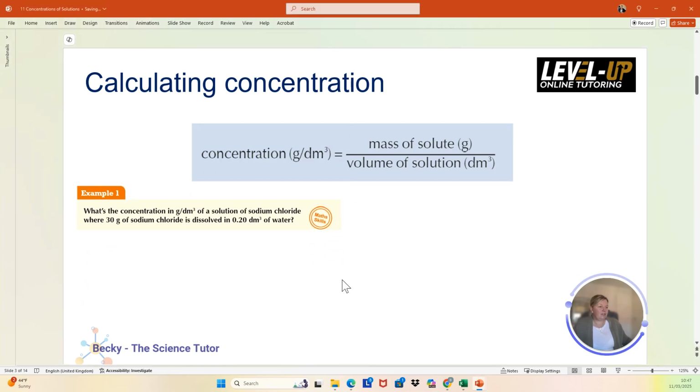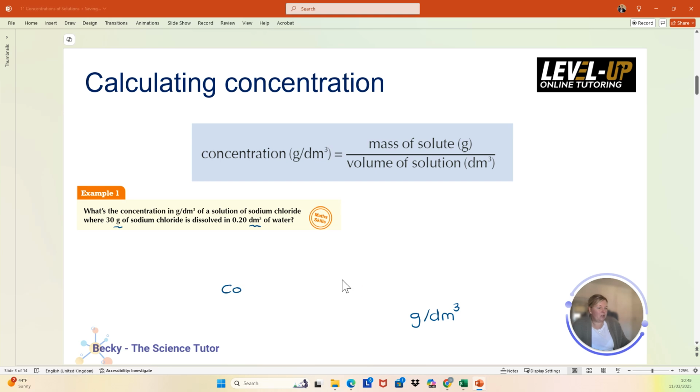So I've got an example for us to have a look at here. What is the concentration, in grams per decimeter cubed, of a solution of sodium chloride where 30 grams is dissolved in 0.2 decimeters cubed? The first thing I'm going to do is check, are my units the right size? Yes, I've got grams and decimeters. Quite often volume can be given in centimeters cubed, where we would need to convert into decimeters before we substitute into our equation. So this one is nice and straightforward.